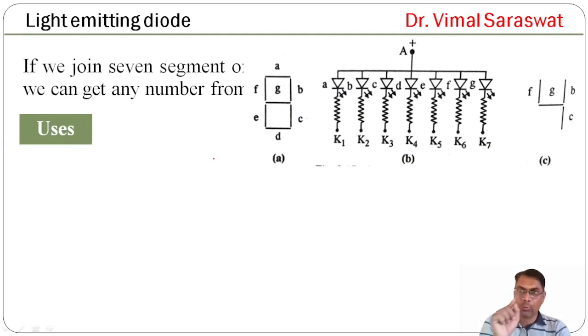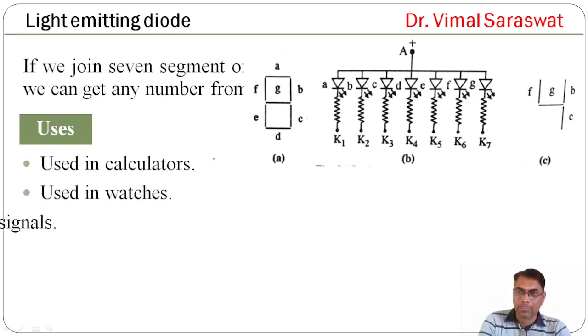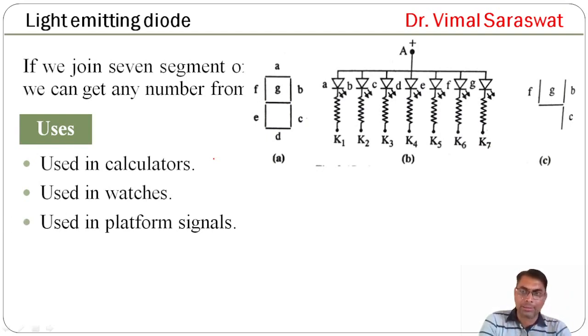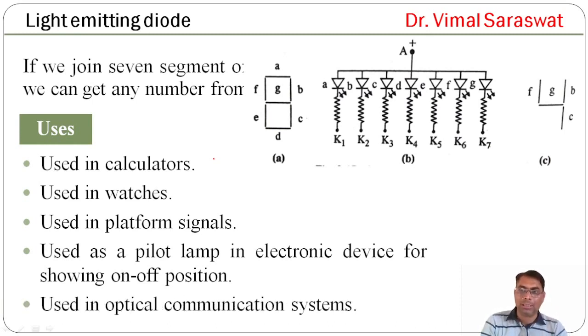Now uses of LED. LEDs are used in calculators, used in watches, used in platform signals, used as a pilot lamp in electronic devices for showing on-off position, and also used in optical communication systems. So these are the uses of LED.